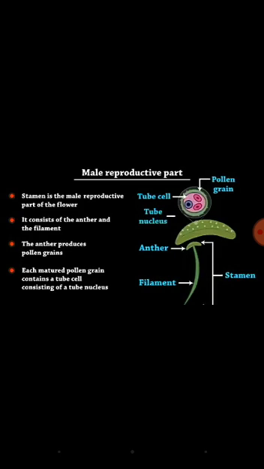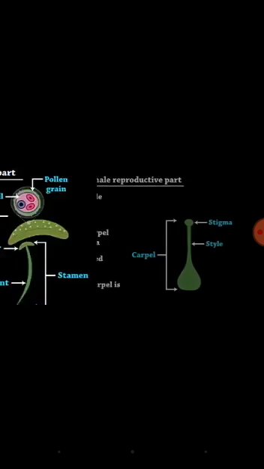Stamen is the male reproductive part of the flower. It consists of anther and filament. The anther produces pollen grains. Each matured pollen grain contains a tube cell consisting of a tube nucleus. As we can look in this diagram, there are tube cells, pollen grains, tube nucleus, anther, filament and stamen.